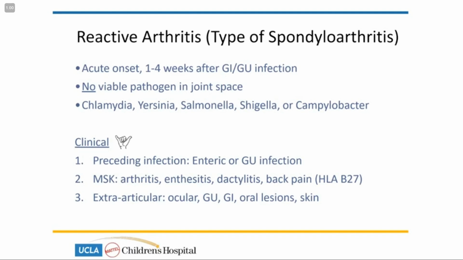ABP would like you to know about the different clinical presentations, which include, as I had mentioned, a GI or GU infection. Musculoskeletal findings will not only be arthritis, but can involve enthesitis, dactylitis, as well as potentially back pain. If back pain is involved, I would encourage you to order an HLA-B27 in the evaluation of a spondyloarthritis. Again, I'll discuss that a little bit more later. Extra-articular manifestations include ocular, GU, GI, oral lesions, and dermatitis.